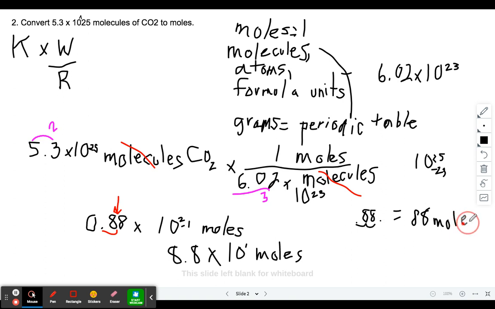Just make sure you don't change it incorrectly and make the number smaller. The number's got to get bigger because it had a positive 2 exponent. Okay, and that is number 2 of your questions. Now I'm going to do number 3. So I'm going to head to a new page and copy the question for you.